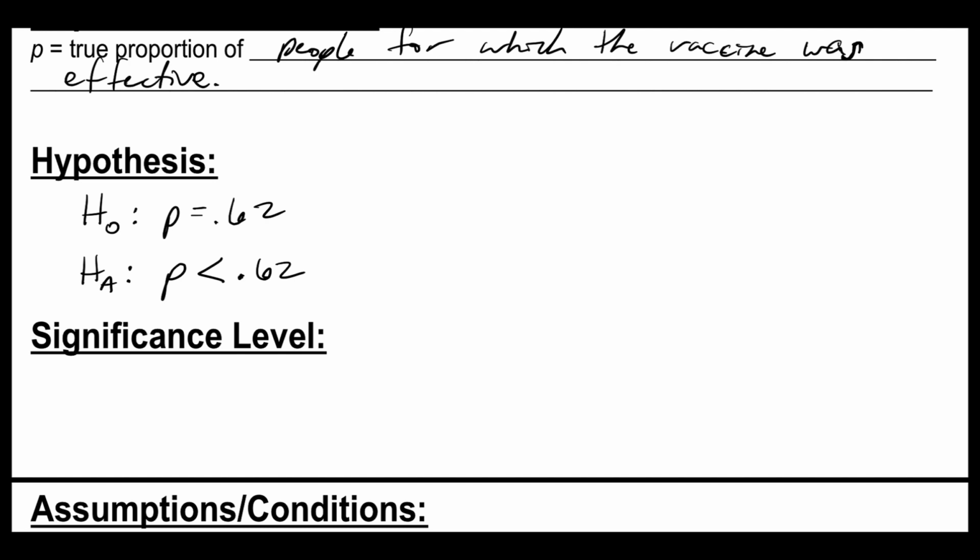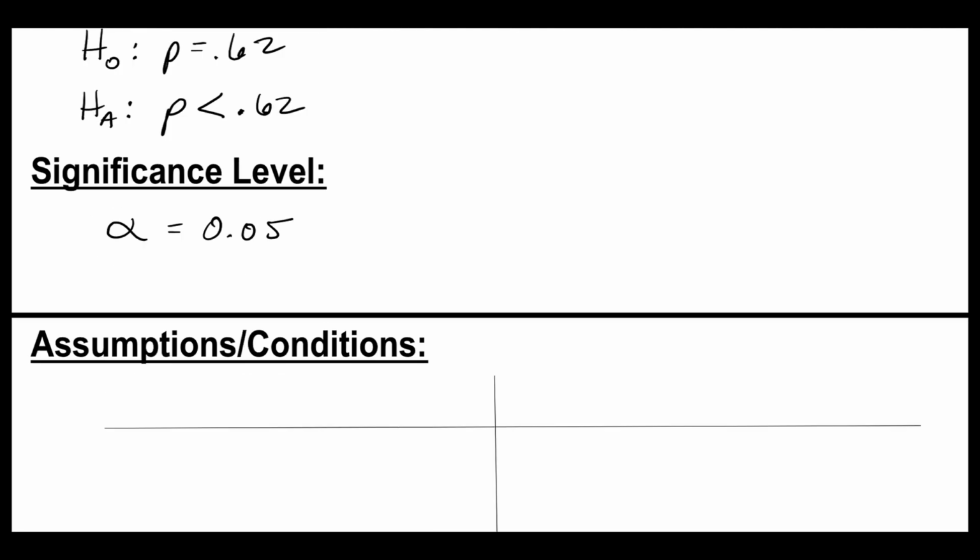Did they tell us anywhere in there about significance level or any kind of level? So we're going to use our default. Our default is 0.05 or 5%. Those are the only two. Everything else is the same. So let's go to the next one.